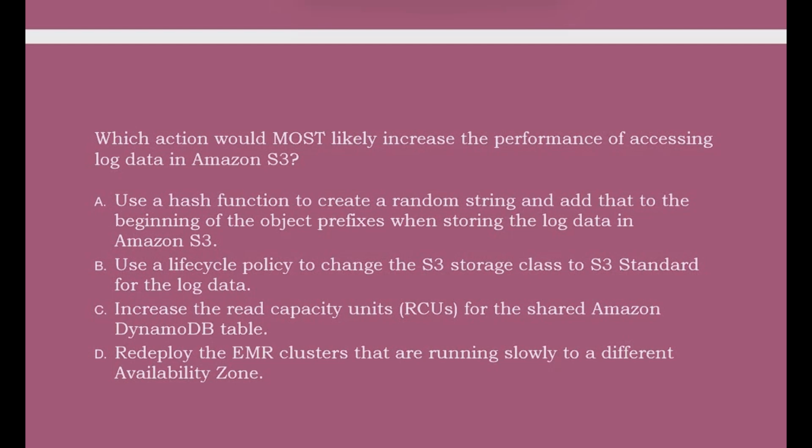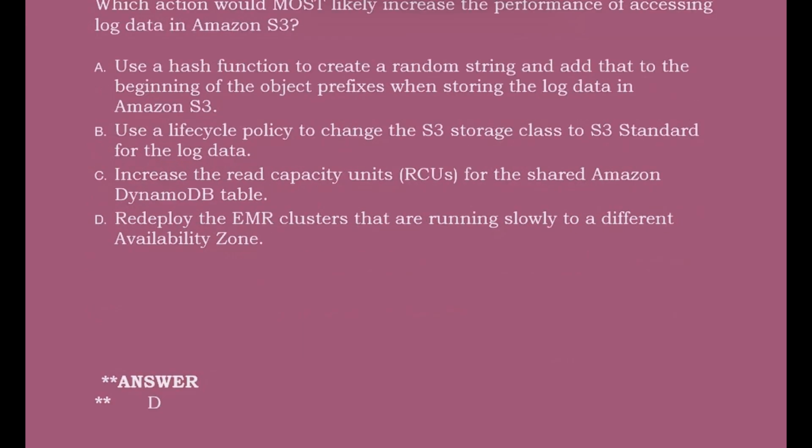Option B. Use a lifecycle policy to change the S3 storage class to S3 Standard for the log data. Option C. Increase the read capacity units (RCUs) for the shared Amazon DynamoDB table. Option D. Redeploy the EMR clusters that are running slowly to a different Availability Zone. Correct answer is option D.